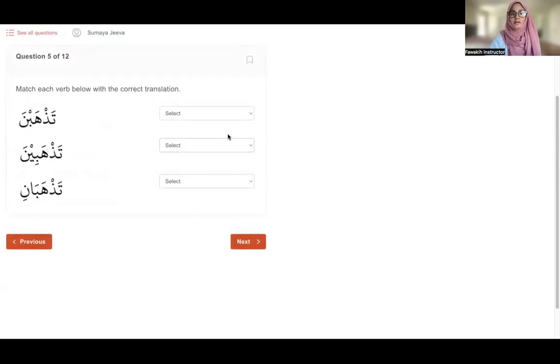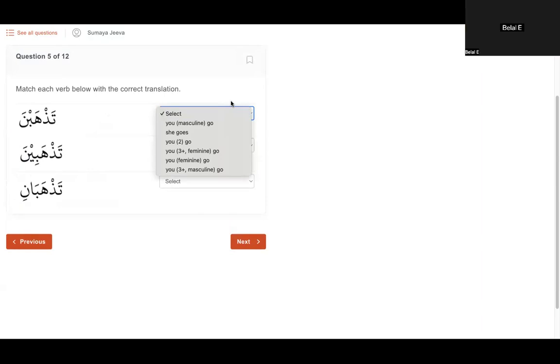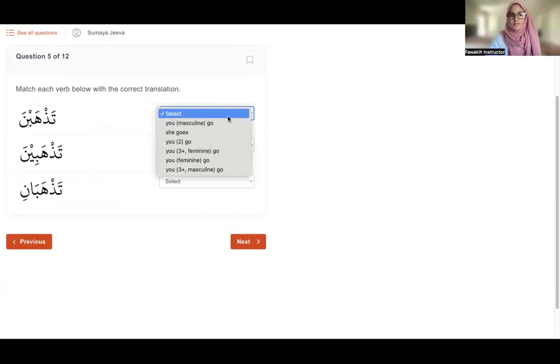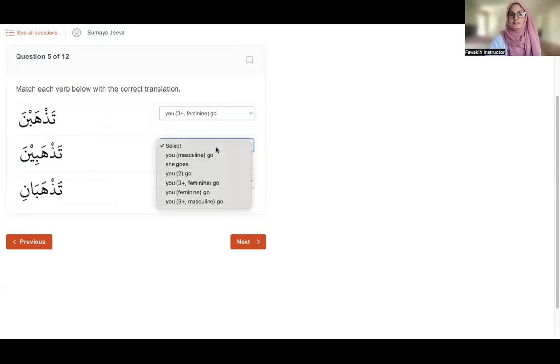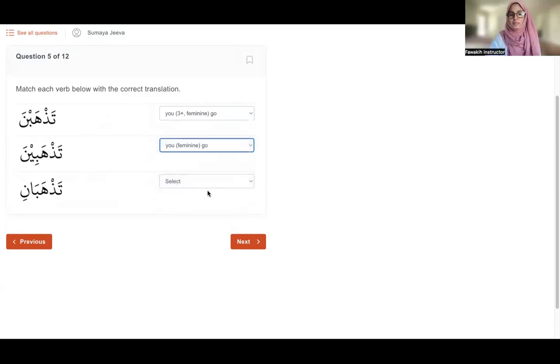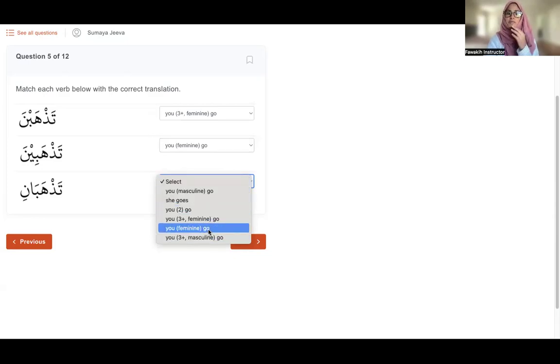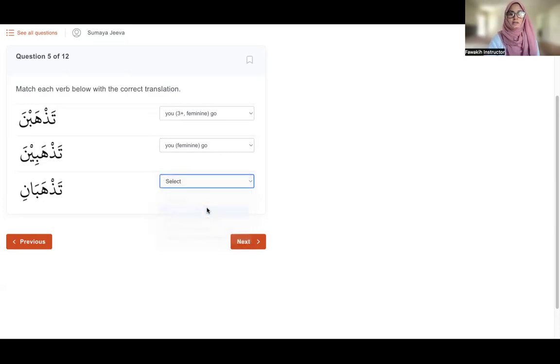Yeah. Then we've got a match, tadhhabna. Who's going to tell me tadhhabna? You, feminine, go. You, yes, all of you ladies. Tadhhabina. Anti, which is you feminine, and then tadhhabani. Dual. Dual, for what gender? Female. Doesn't matter. Okay. Both. You have options. It can either be you feminine or you masculine, dual. So which one is it now? It's you two. Okay, we'll go for that.